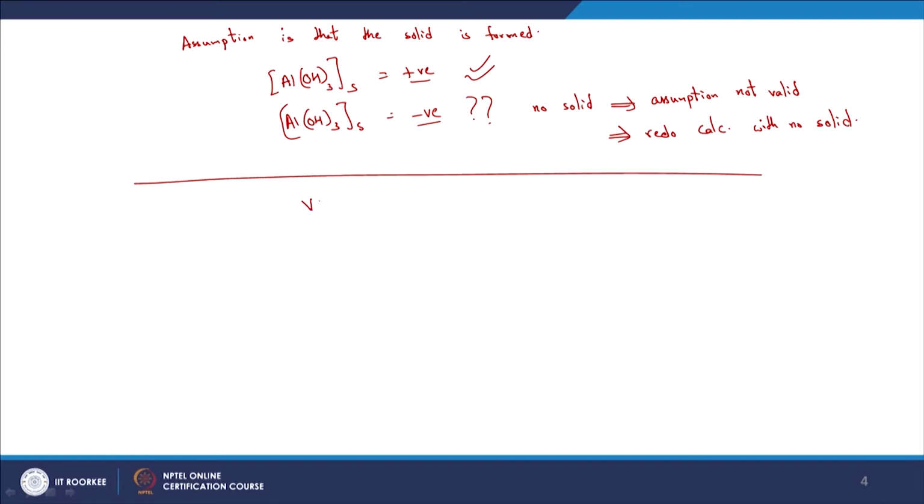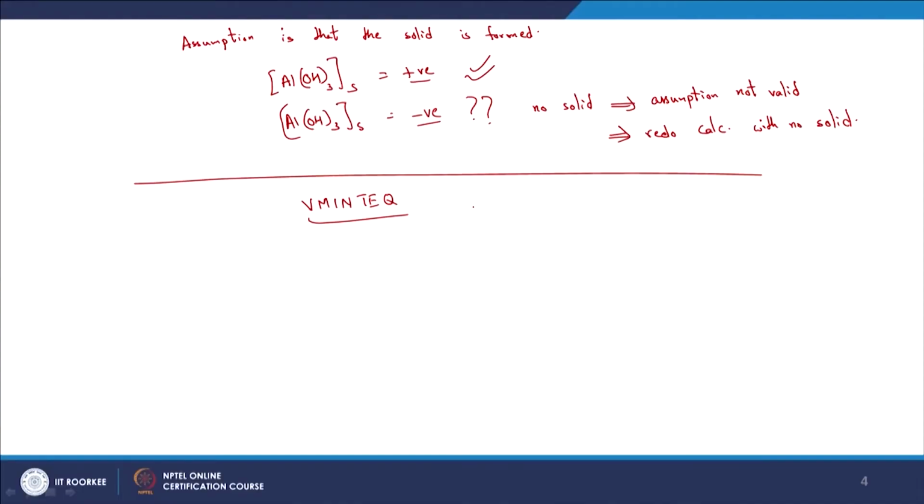So in VMinTeq, how do I go about it? I believe in the initial class itself, those people who have been paying close attention might have seen that there was an option to specify possible solid species.